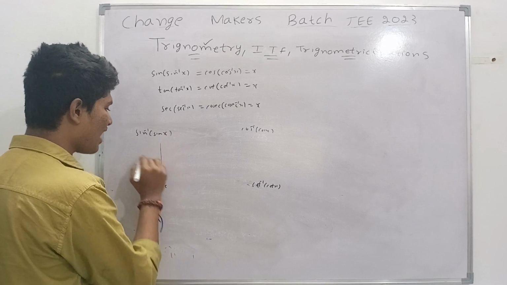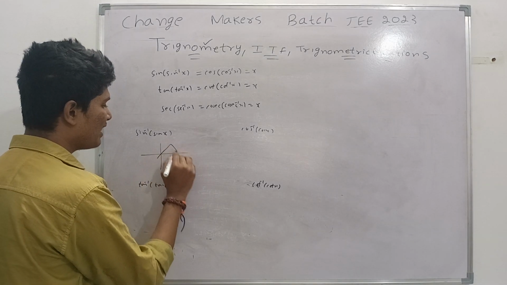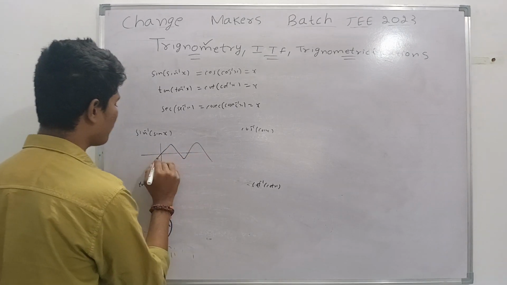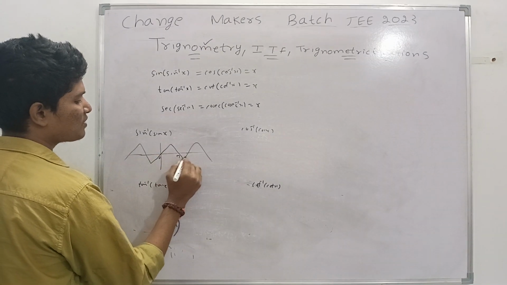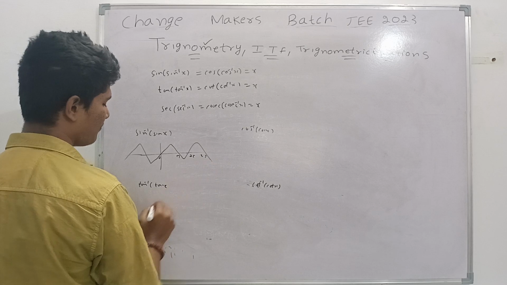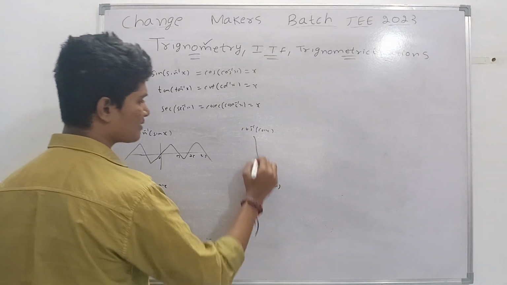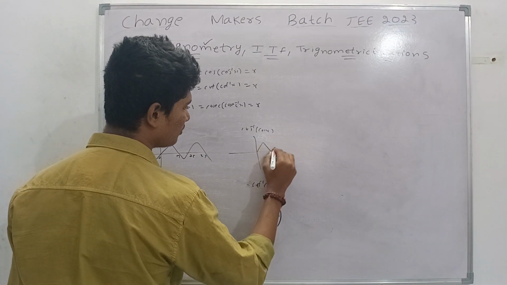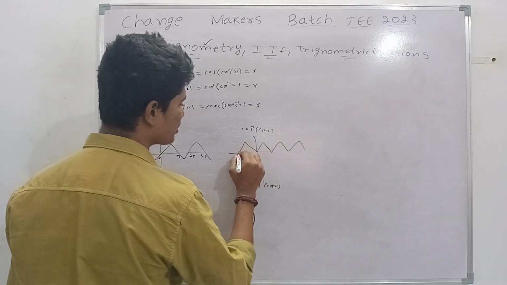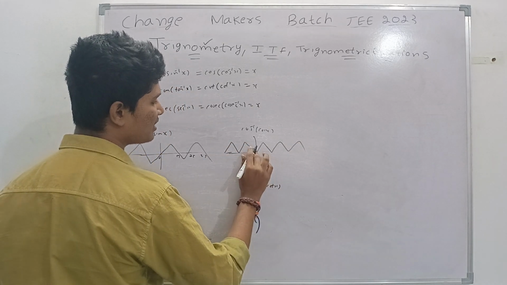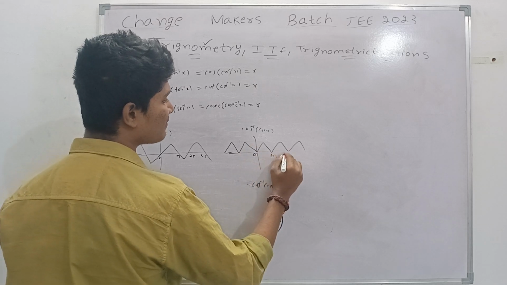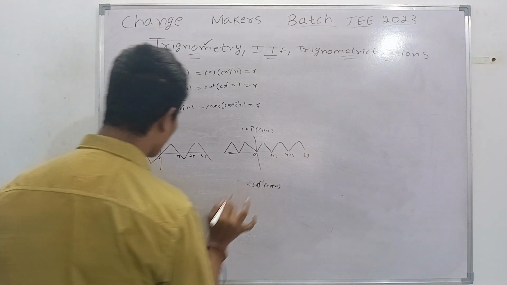Sine inverse of sine x graph is like this. It is like hills. This value is 0, this value is pi, this value is 2 pi, this value is 3 pi. And when it comes to cos inverse of cos x, the graph is like that. Upper hills, there is no down. And this value is pi, this value is 0, this value is 2 pi, this value is 4 pi, this value is 6 pi. You have to remember these things.